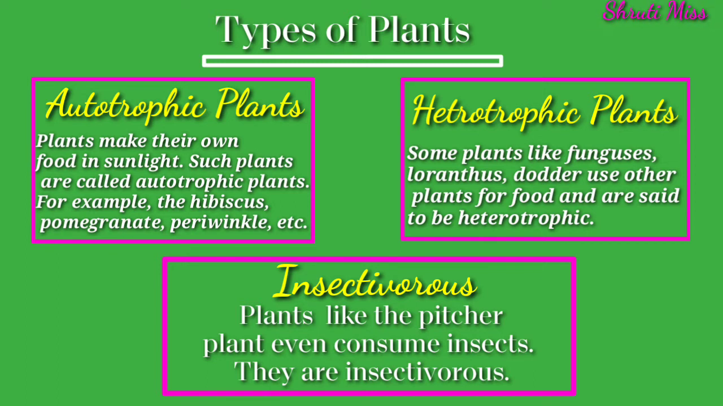Plants that make their own food in sunlight are called autotrophic plants. For example, the hibiscus, pomegranate, periwinkle, etc. Some plants like fungi, loranthus and dodder use other plants for food and are said to be heterotrophic. Plants like the pitcher plant even consume insects; they are insectivorous. So these are the different types of plants.